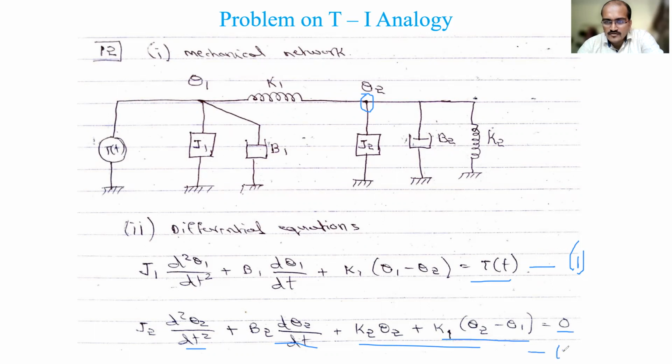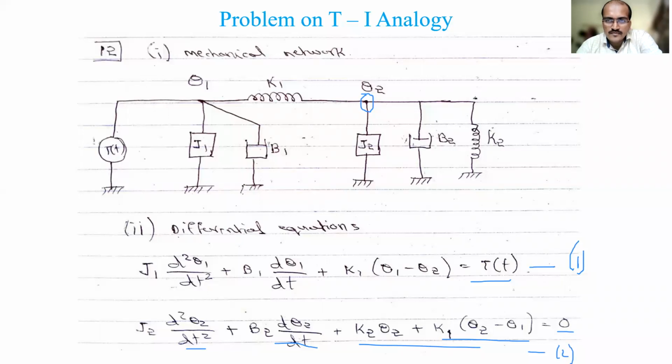This is equation number 2. Now the torque-current analogy you have to apply. Wherever J is there, it becomes C; B becomes 1 by R; K becomes 1 by L; and T becomes integration of V dt. Wherever d theta by dt is there, V will come, and if d square theta by dt square is there, dv by dt will come. This should be memorized.